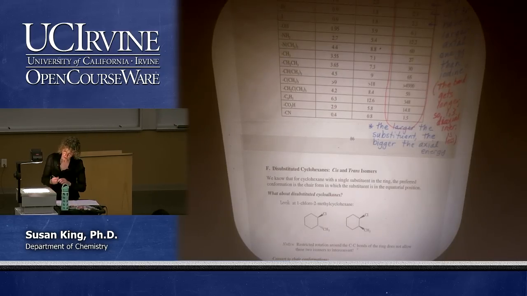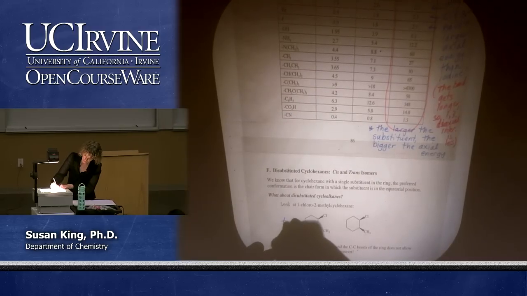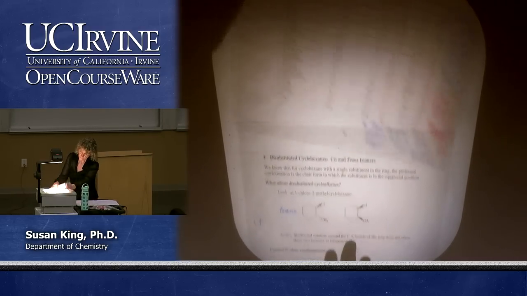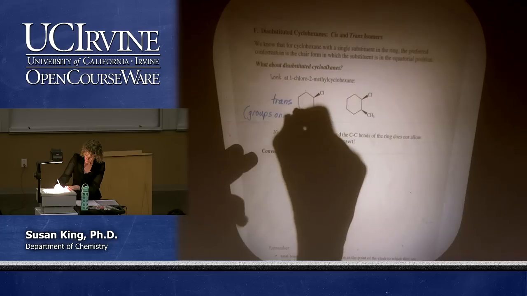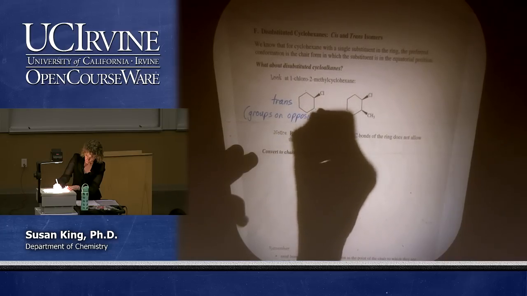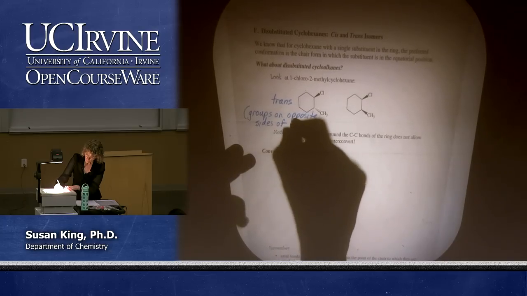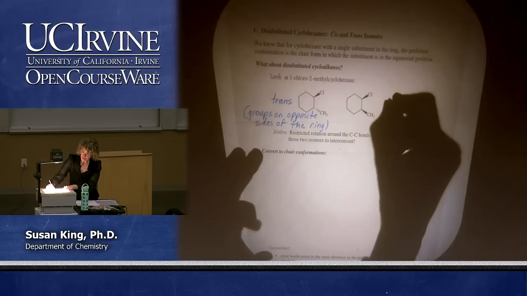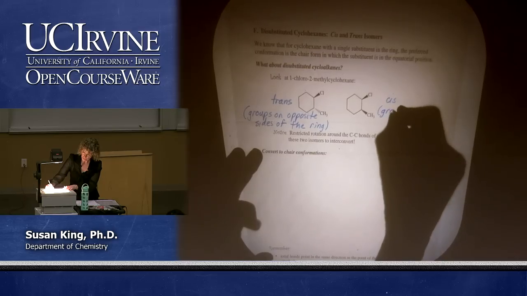So let's look at 1-chloro-2-methylcyclohexane. And we have what we call cis and trans. So this one is trans. And that just means that the groups are on the opposite side of the ring. So this one's trans, and this one is what we call cis. We're going to use that terminology all year long. And that means that the groups are on the same side of the ring.